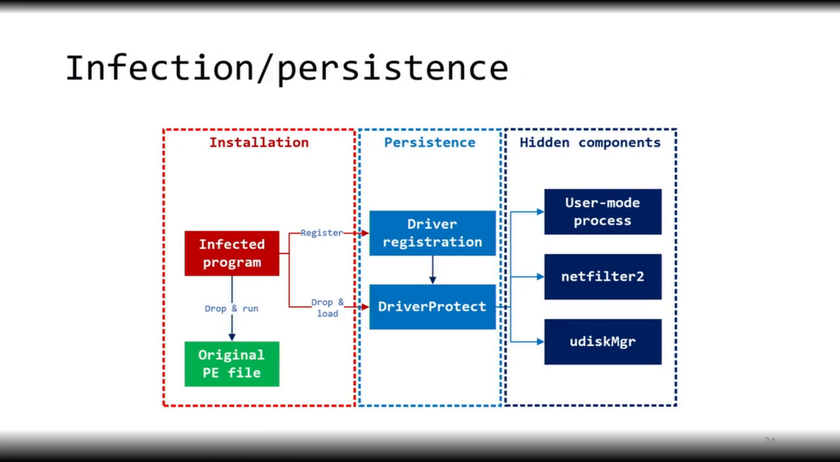So this is a very simple diagram of how the components are connected. When the installation phase happens, the infected program actually drops and registers the driver protect module. That is the core component of this rootkit operation. This is the only component that is persistent on the system, just a kernel driver. It's very tricky to find that this thing is actually malware, because it has self-protection. If the system is live and you try to access this file, you get access denied. I will talk about it more later.